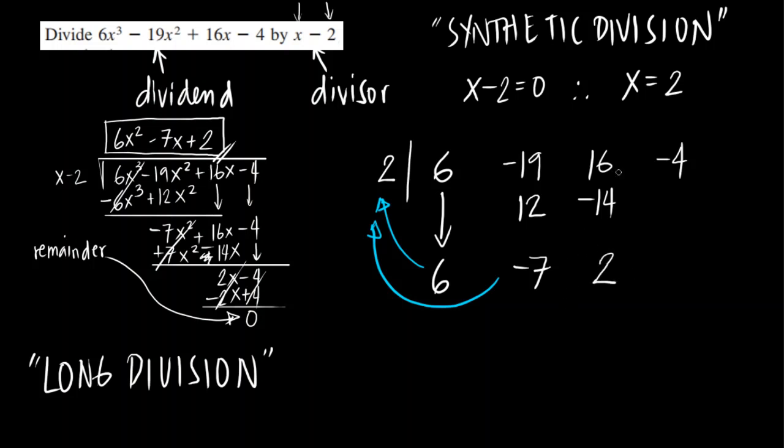Yep. And then, you know the drill, 2 times 2, it's going to be 4. And finally, negative 4 and 4 is 0. Okay. The last number here is always the remainder para sa aton nga synthetic division.